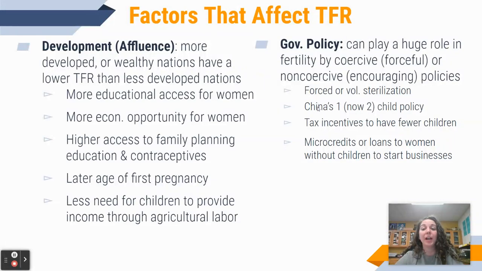And some of these places will even offer incentives, so they'll actually pay you to have those procedures done. Another example is in China. China used to have a one-child policy. They have bumped it up to two.